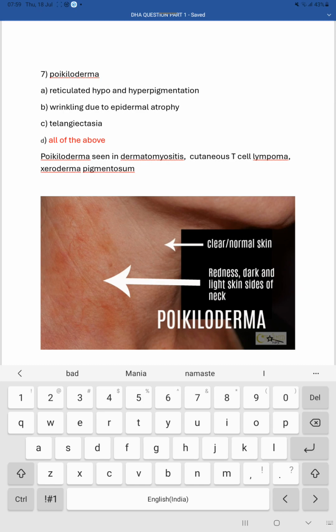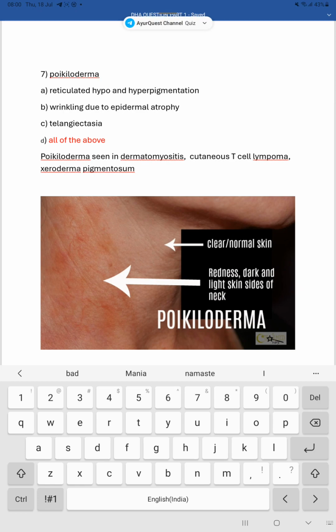And the main reason for getting this condition is long-term sun damage. Long-term sun damage is one of the most common reasons for getting poikiloderma. So poikiloderma is reddish spots appearing in the neck and cheek area, happening because of long-term sun damage, and it is a non-cancerous condition.